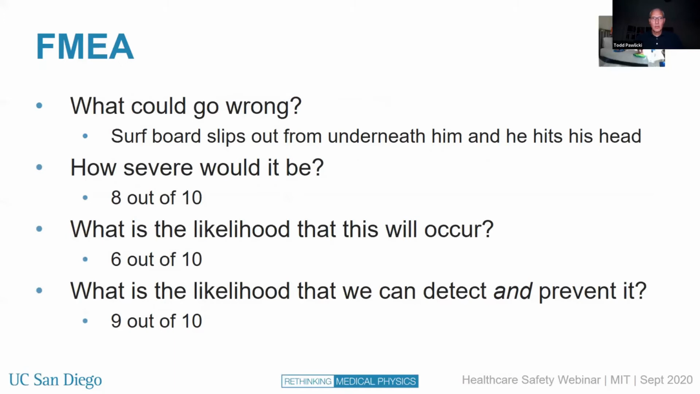So summarizing, what could go wrong? We're analyzing the surfboard slipping out from underneath him and he hits his head. How severe would it be? 8 out of 10. Likelihood, 6.